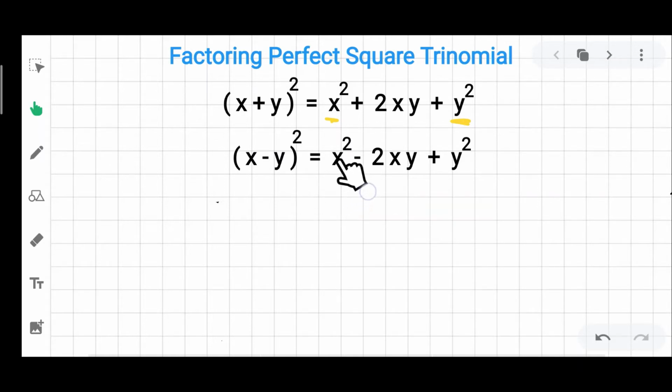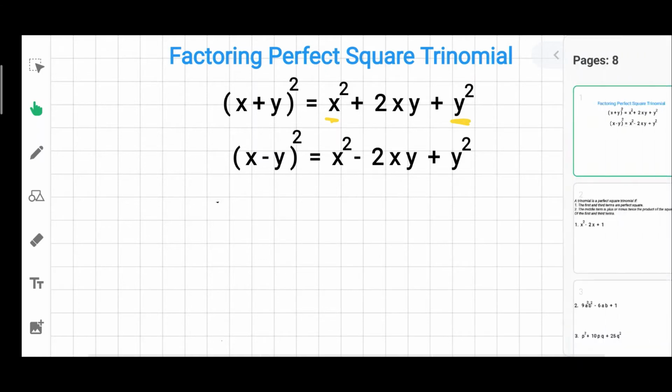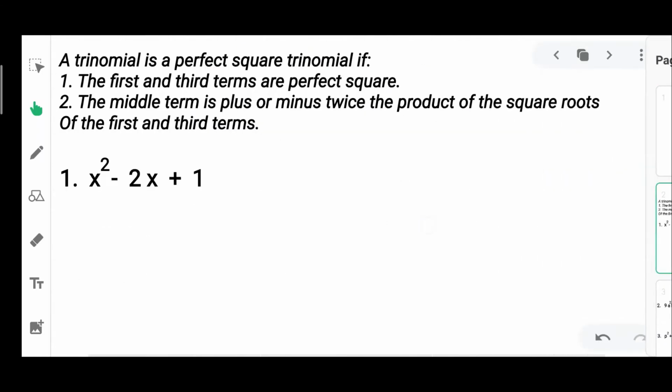So, the same din dito. We have to get the square root of x squared, which is x. Then, since magkaiba sila ng sign, we have negative. Then, the square root of y squared is y. Then, maglalagay tayo ng quantity squared. Okay, so meron tayong example here.